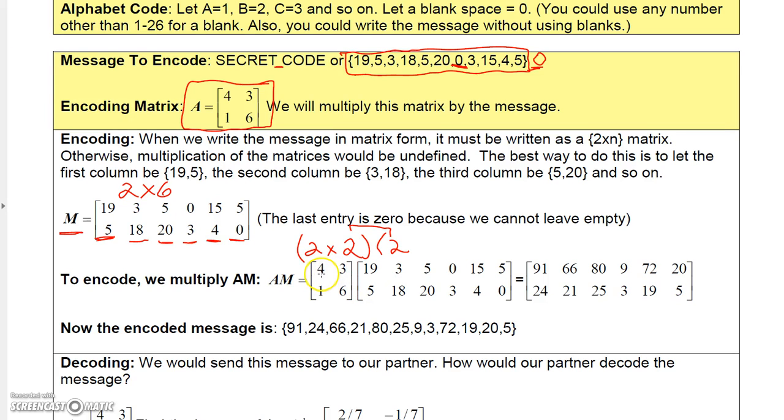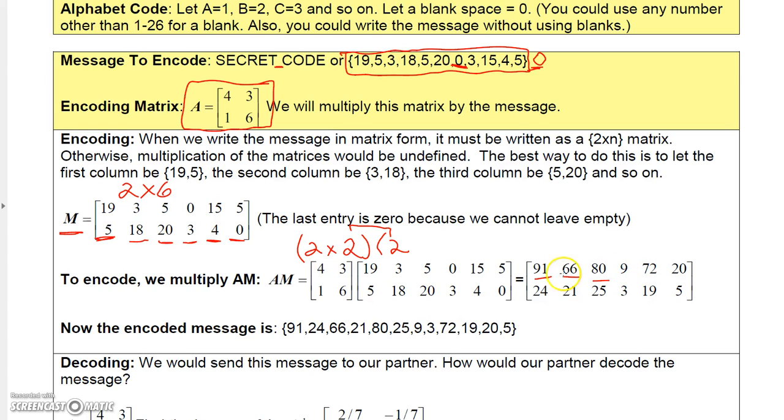Now I'll let you do the arithmetic here, but you can multiply this together on your calculator if you want to. If you multiply this row with this column, you'll get 76 plus 15, which is 91. Then this row with this column will give you 12 plus 54, which is 66. And then this row with this column gives you 20 plus 60, which is 80, and so forth. So you can just check the arithmetic there. But this is the new matrix that I get.